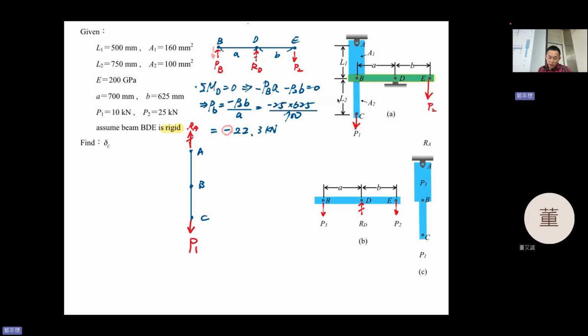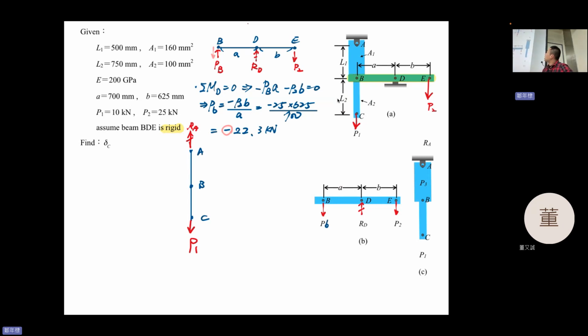And then, okay, careful about this. We know that this point in this part, this B is downward P3, or we can say PB. Okay, P3 or PB. PB. Okay, so in this part, PB is downward.